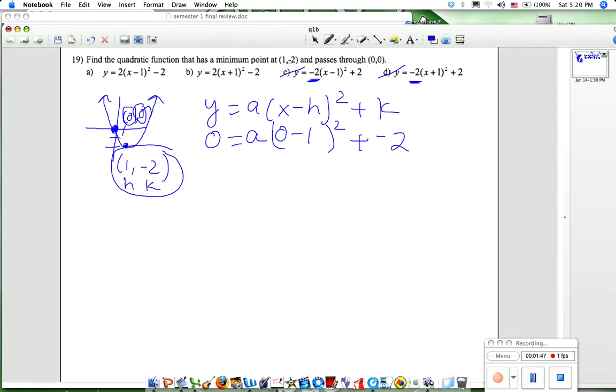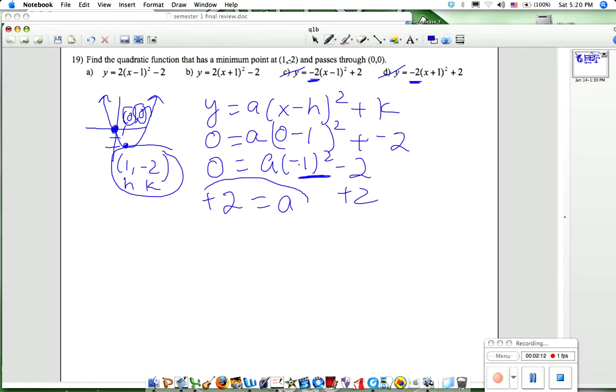To finish up the problem, we have 0 equals a times (0 minus 1) squared minus 2. Then I'm going to have to solve for a. So we add 2 to both sides. Then we have negative 1 squared, which is going to be 1. So a is equal to 2. We found our a, which is perfect.